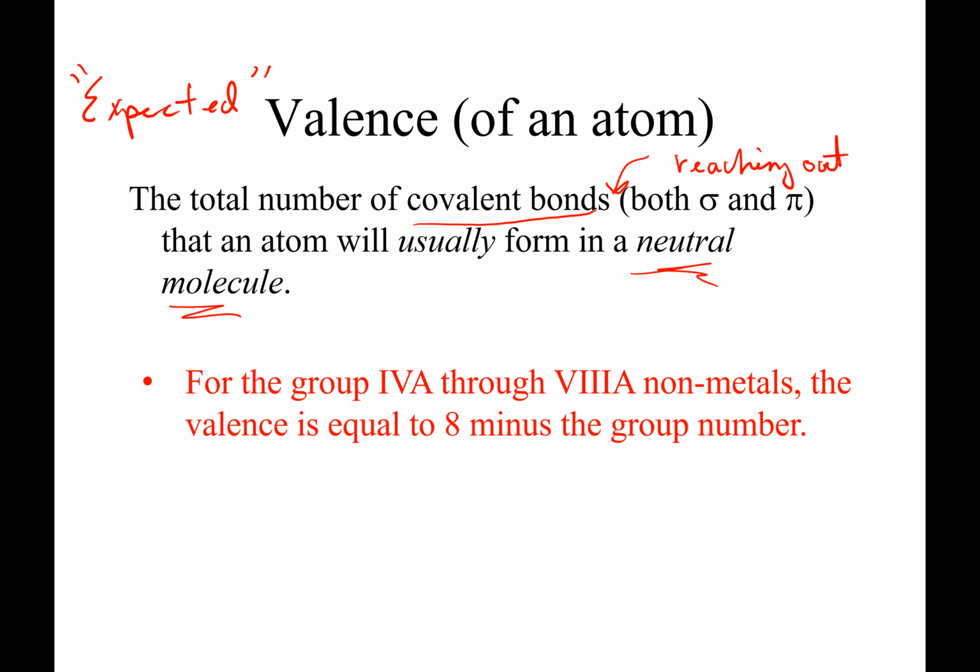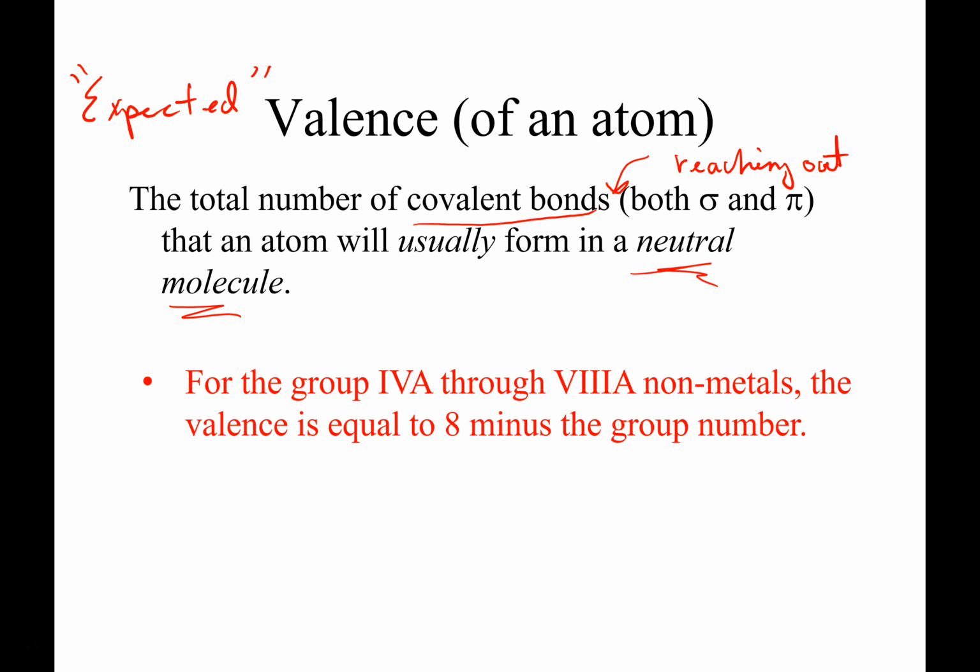What group is carbon in? 4A. Yep. 1, 2, 3, 4. 4A up here. I need to add those. So 8 minus 4 is 4. So sigma and pi bonds you expect is 4 in a neutral molecule. So if we go over here, how many sigma bonds around the carbon? 4. Yep. No pi bonds. So sigma plus pi is 4.